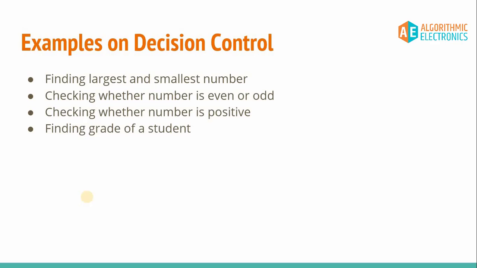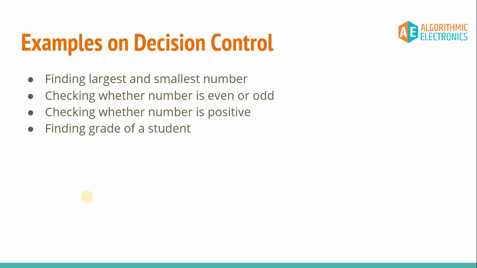Today in this lecture, we are going to discuss some examples based on decision control statements. We'll try to solve daily life problems using decision control statements. So we'll do some basic programming to find the largest number or the smallest number. Also, we'll check whether the given number is even or odd. And we can check whether the given number is positive or negative, or even equal to 0. We'll also write a small program to find the grade of a student.